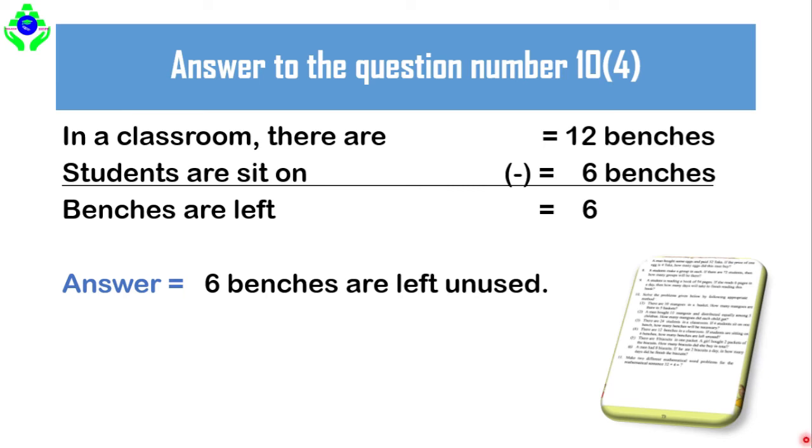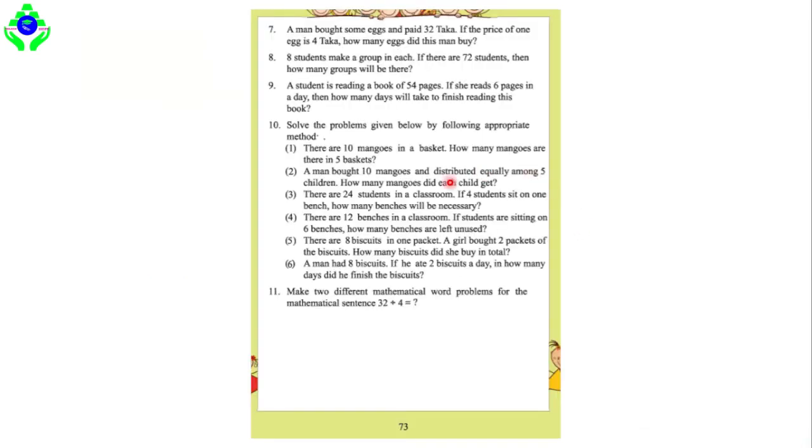If we continue the process, we can see another question, question number 5: there are 8 biscuits in one packet. A girl bought 2 packets of biscuits. How many biscuits did she buy in total? Okay, so it's a very good question. One packet consists of 8 biscuits, but a girl bought 2 packets. So if we multiply this 8 with this 2, we can easily find the answer.